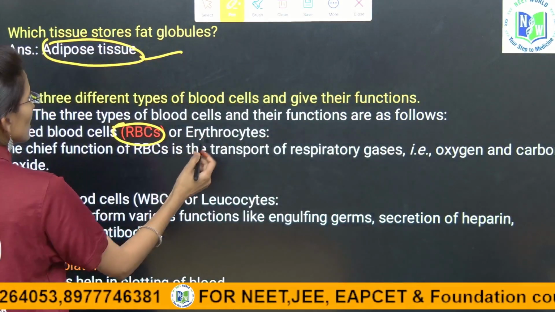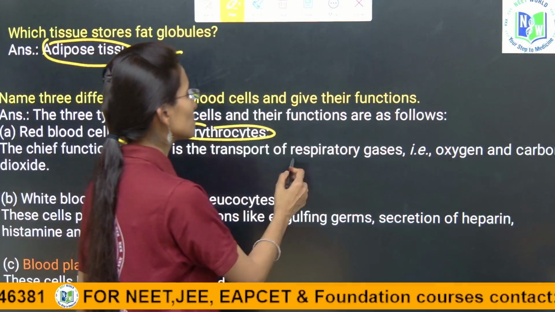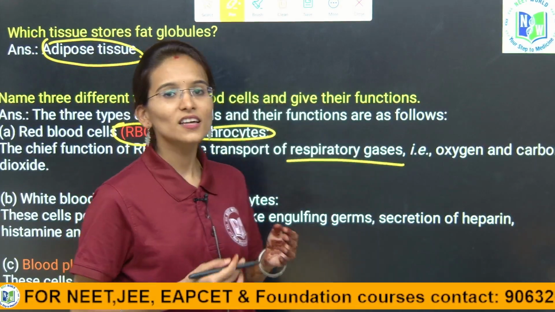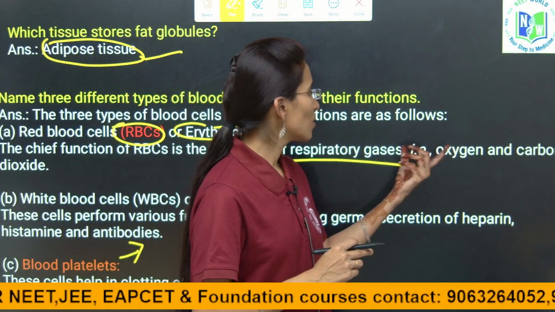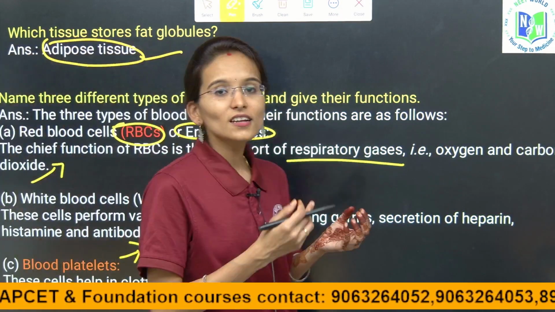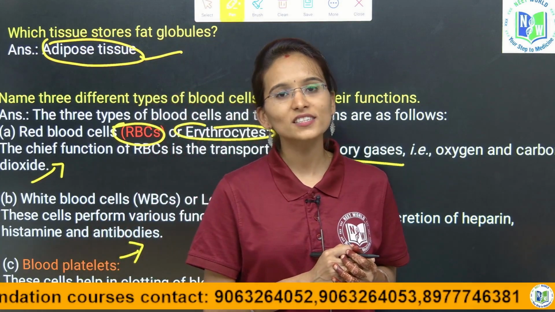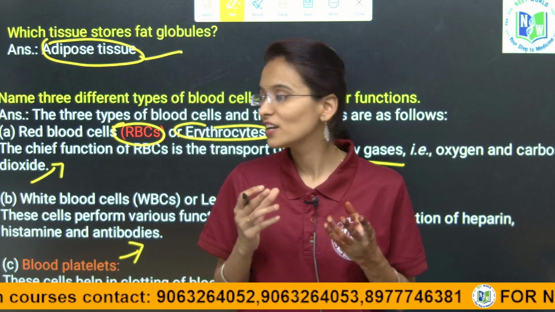Look into this. RBCs are also called erythrocytes. They are meant for transport of gases, that is, the exchange of oxygen and carbon dioxide. The RBCs combine with hemoglobin and form oxyhemoglobin. They transport the oxygen.